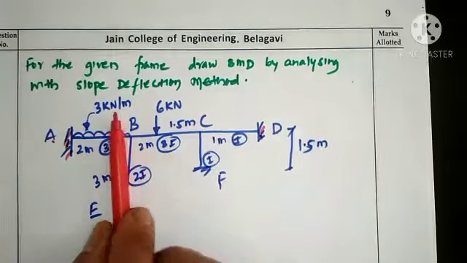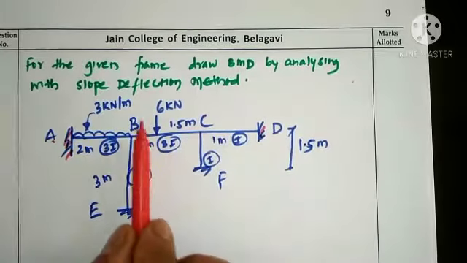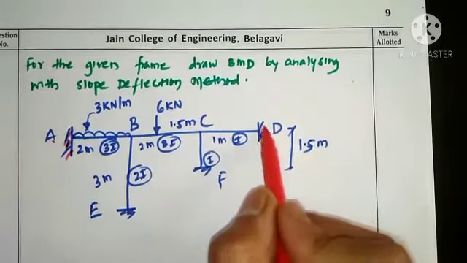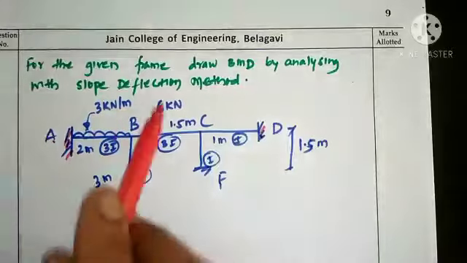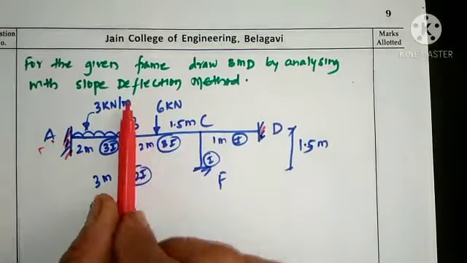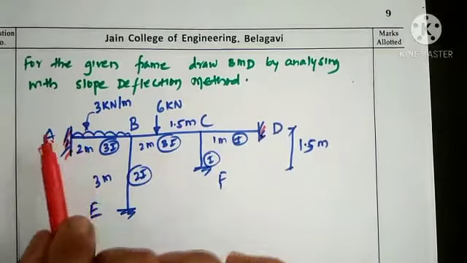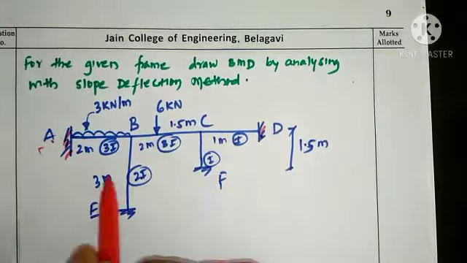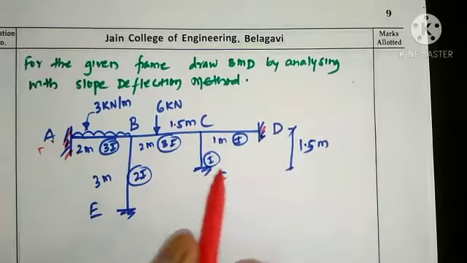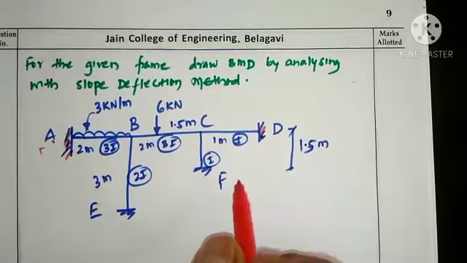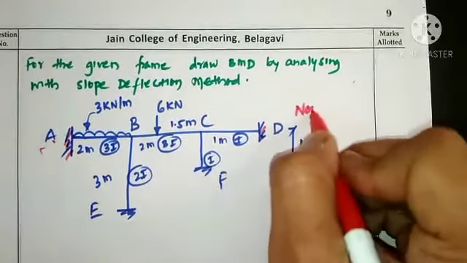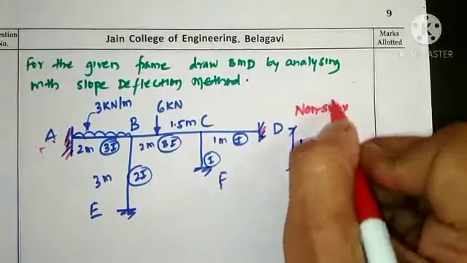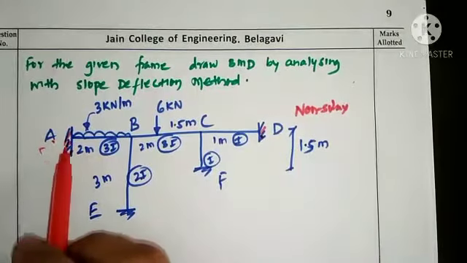As a result, the frame will neither move towards the right hand side. If it happens to move towards the right hand side, D will push the frame back to its original position. Likewise, if it happens to sway towards the left hand side, A and D will try to ensure that this frame is kept in its original position. So this particular frame is classified as a non-sway frame because of the supports that have been provided at A and D.